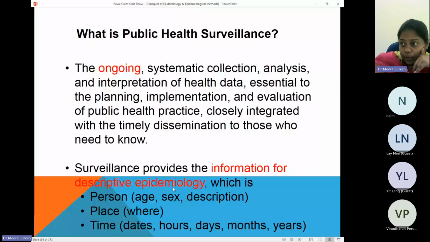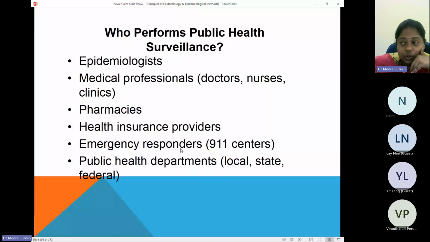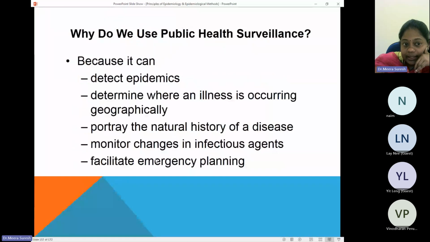And who performs? Epidemiologists, the people who do MSc epidemiology or MPH, Masters in Public Health, they can become epidemiologists. So those people may be doing the medical professionals, some doctors, nurses, clinics, in the sense that some diseases come to us, we need to report it to the government. Pharmacies can do because they need to give a report on what all medicines they have sold. So from that, we can get an idea. Health insurance providers, emergency responders, public health department, be that local, state, or the central. So these people, in a way or another, they are doing the surveillance.